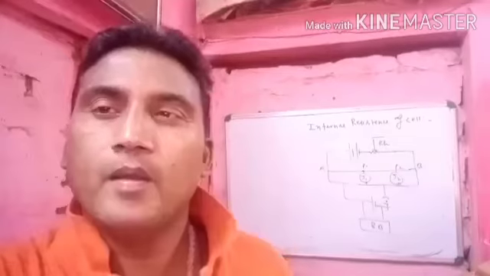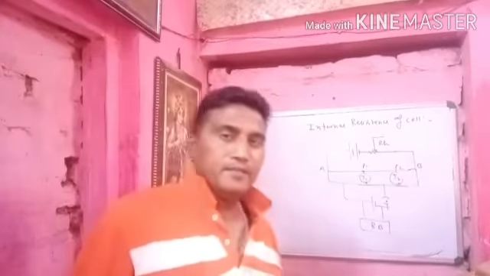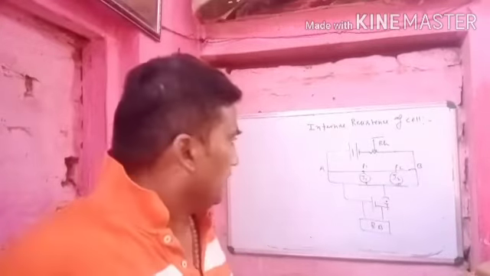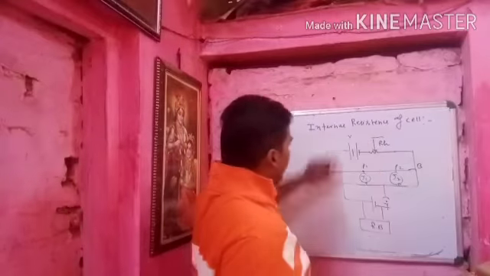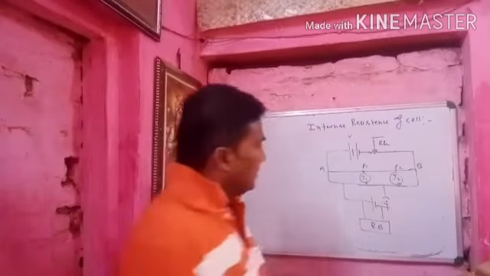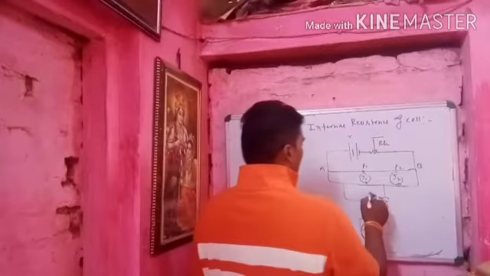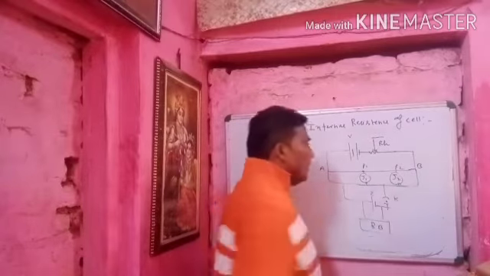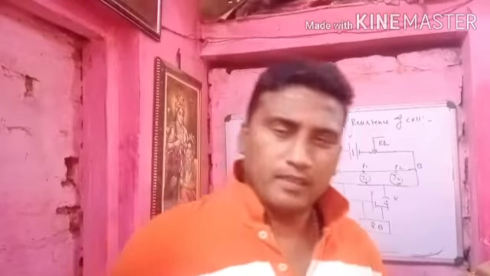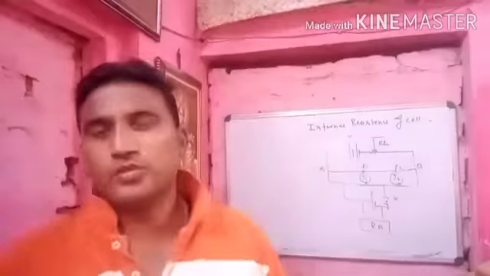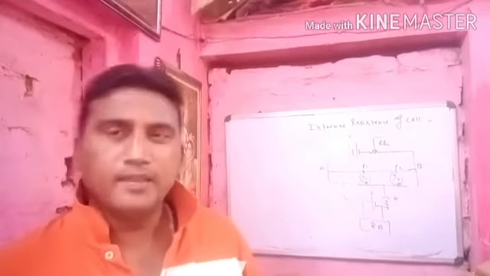Now first we draw the circuit diagram and observe the internal resistance of the cell. The battery is connected with the rheostat, and the galvanometer is connected with the jockey. When we observe the internal resistance of the cell, we use a resistance box in our circuit, and one cell and one way key.